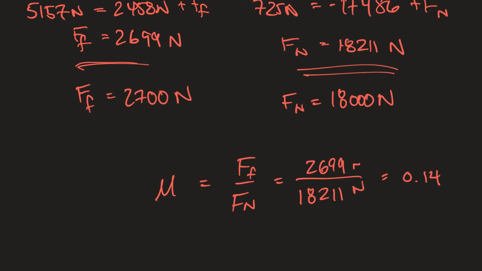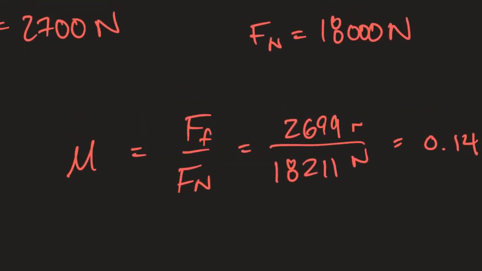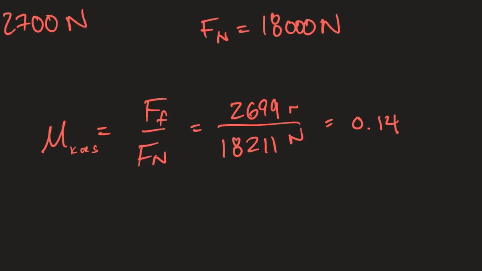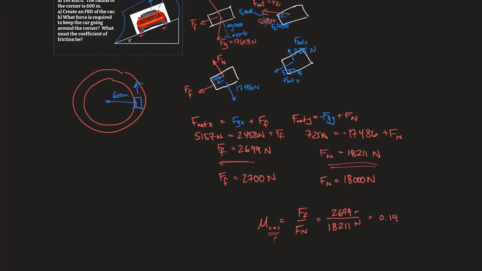Okay? One more question I have for you. Is this a kinetic or static coefficient of friction? Think about it. Remember, a kinetic coefficient of friction is when two surfaces are sliding across each other, and a static coefficient of friction is when two objects are in contact with each other but not moving relative to each other. So I want you to think about that. I'm not going to answer it here.